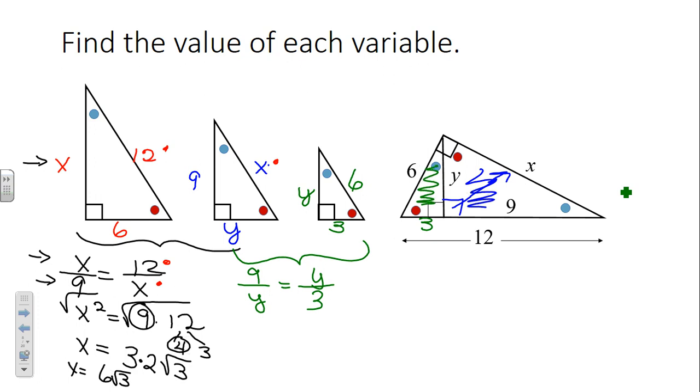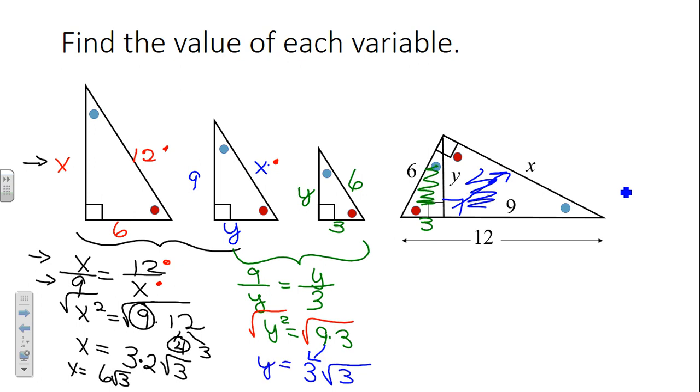Cross multiplying, y squared equals 3 times 9, or 9 times 3. We take the square root of both sides. What's the perfect square in 9 times 3? It's 27, but we have a perfect square: the 9 comes out as a 3. So it's 3 square roots of 3.